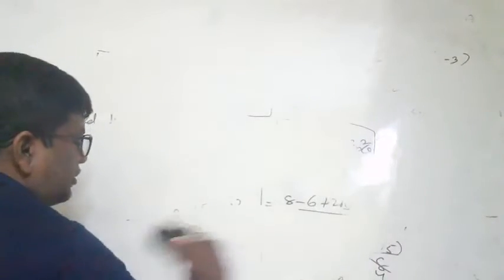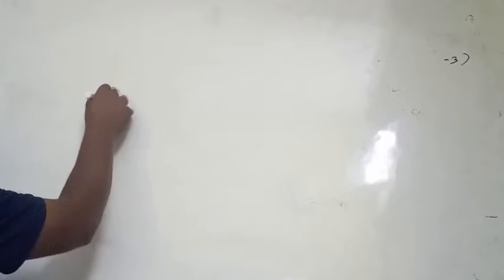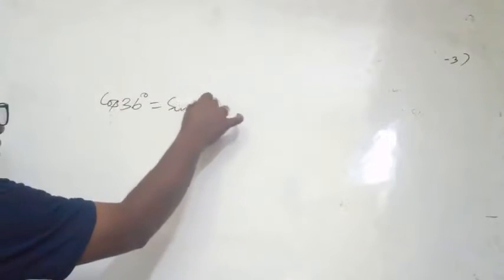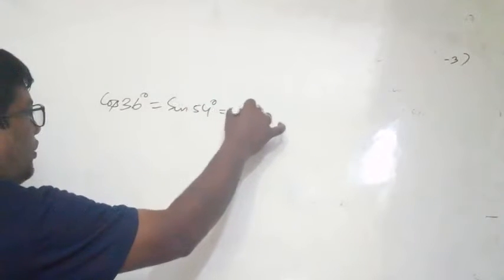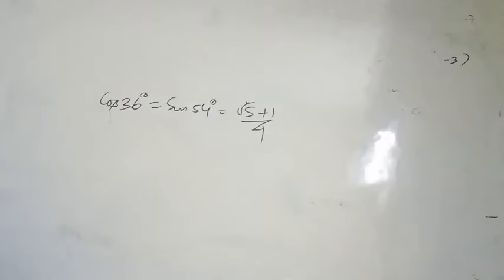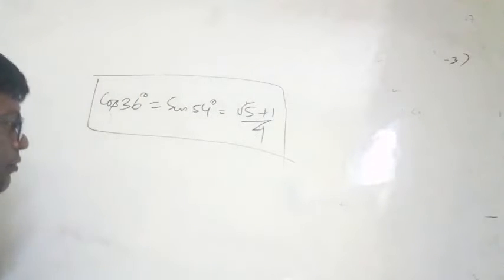Cos 36 is equal to sin 54. So cos 36 degree is equal to what? Sin 54 degree is equal to root 5 plus 1 by 4. So this is another formula, and you should remember this value.